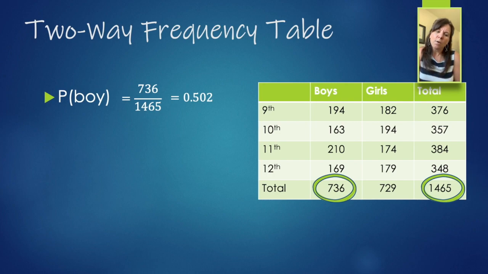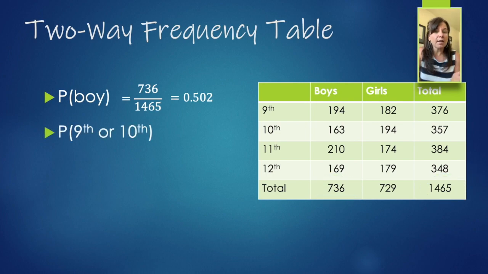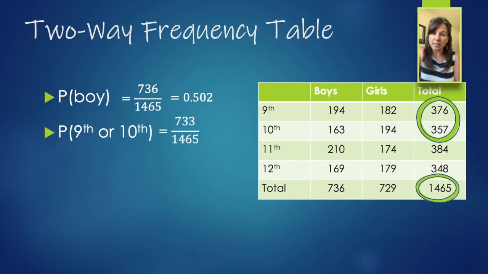What about selecting a student in the 9th or 10th grade? Okay, so either 9th or 10th works, so we can take both of those groups. We've got 733 students out of 1465 that we're interested in selecting, about a 50% shot. Let's try some conditional probability now.